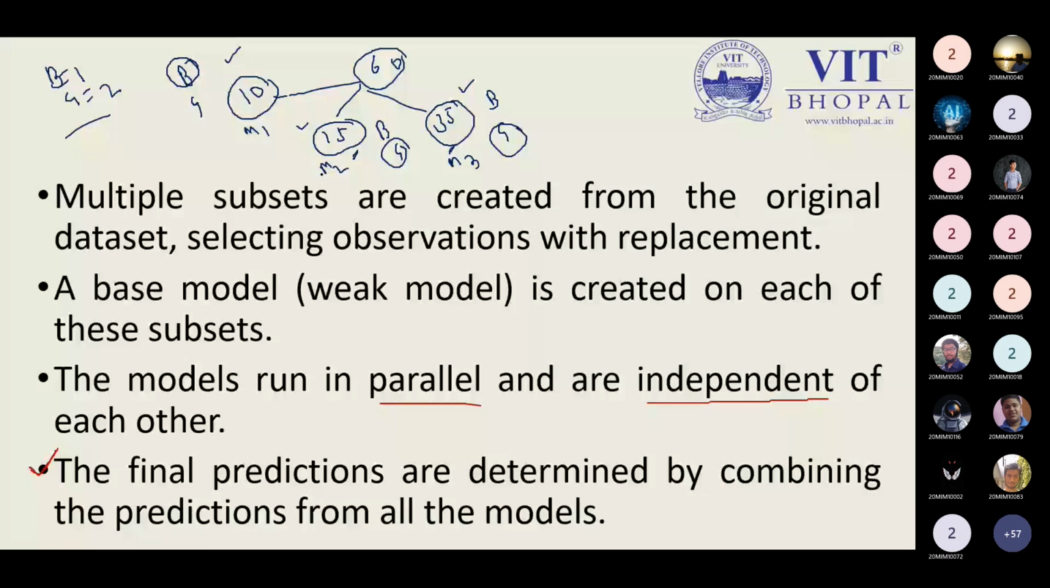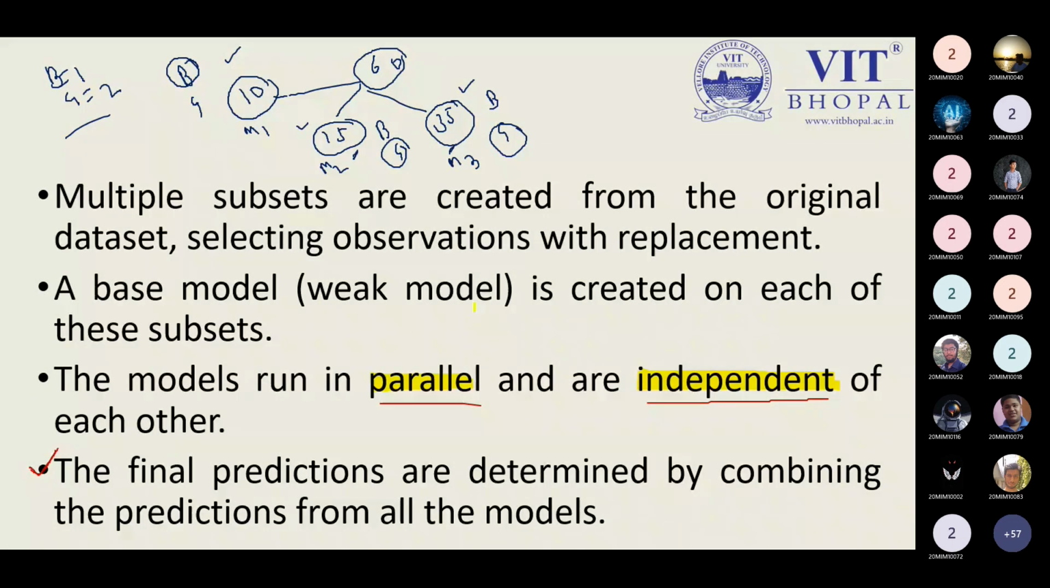That is a beautiful term you have to keep in mind, so let me highlight these points. Please keep in mind, these models run in parallel. What is meant by parallel and independent? Can anyone tell me what is meant by parallel and independent here? Means they are trained at the same time, but they are independent of each other.